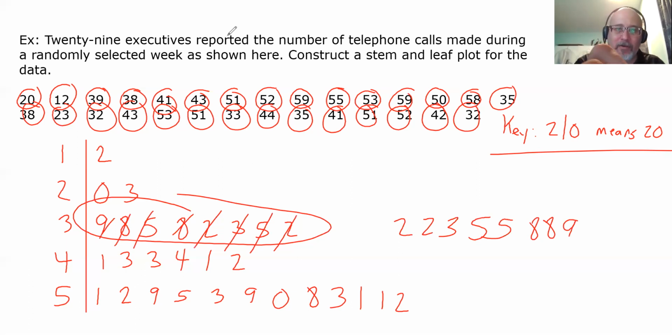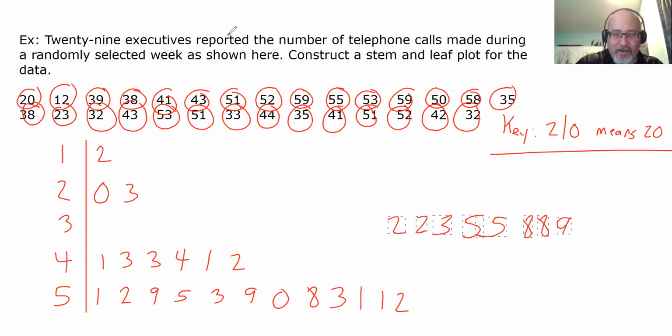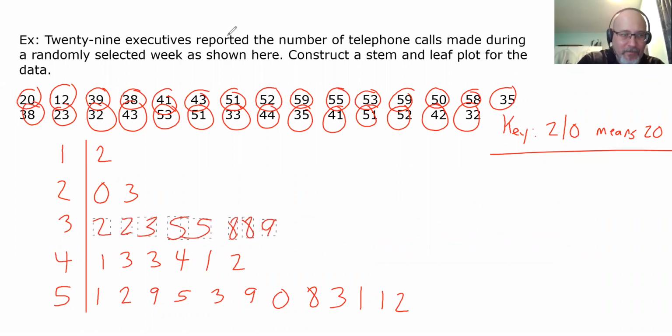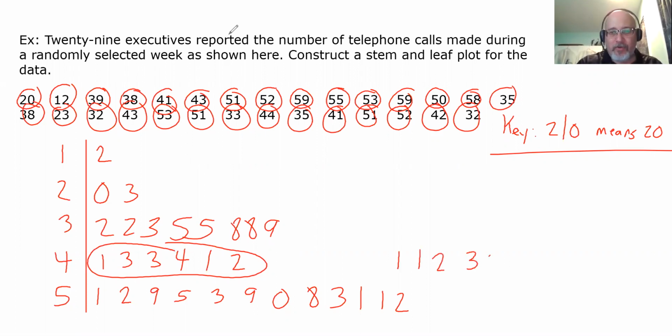And through the miracle of technology, I can just get rid of all these, grab all this, and move it on over. And then we'll do the same thing for the remaining rows. And the row whose stem is 4, our leaves from least to greatest look like they are 1, 1, 2, 3, 3, 4. Let's make sure. 1, 1, 2, 3, 3, 4.